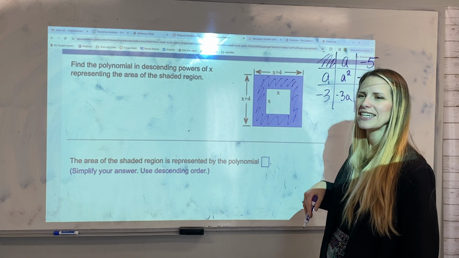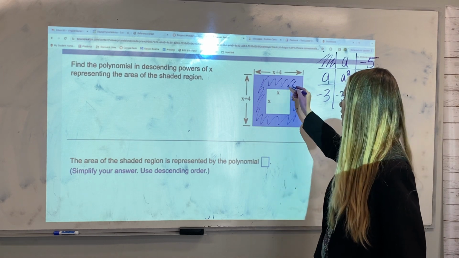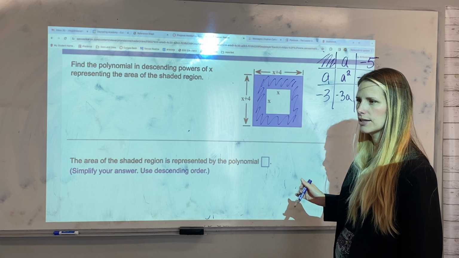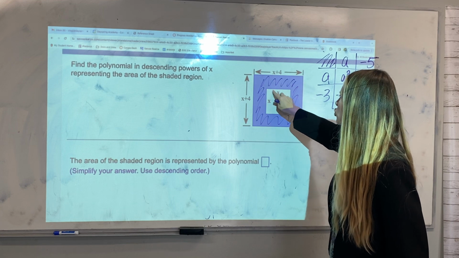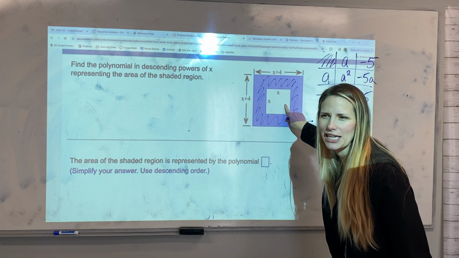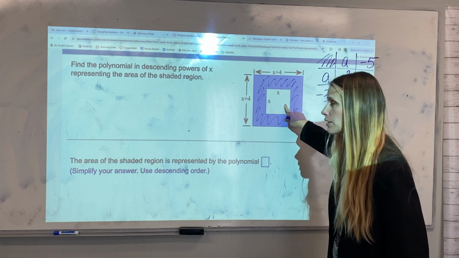No, don't tell me how to find areas. How do I end up with just the area of this? If I have the whole area, but I don't want this area, what do you do when you don't want something in math? Yeah, you subtract it. That's exactly what you do.